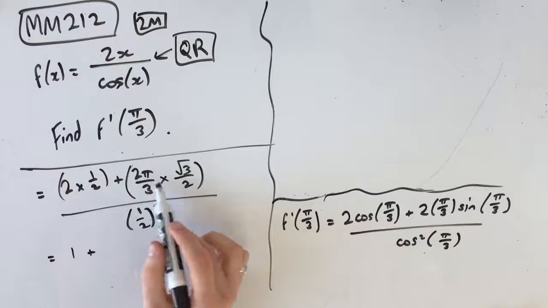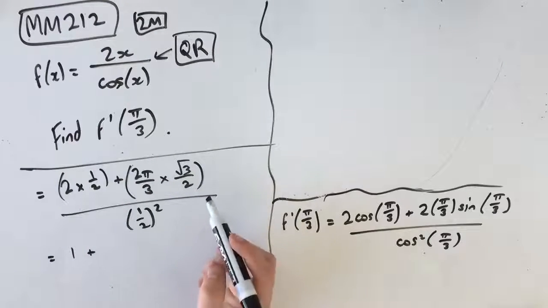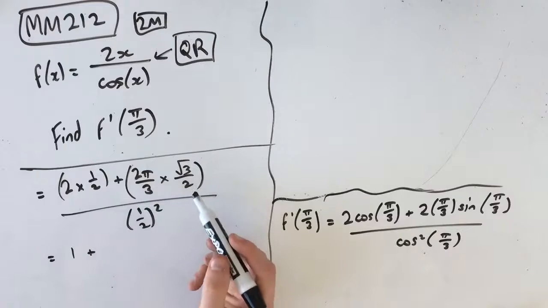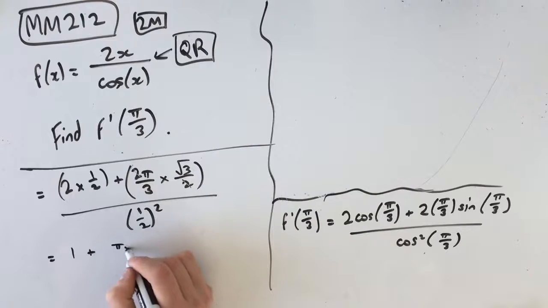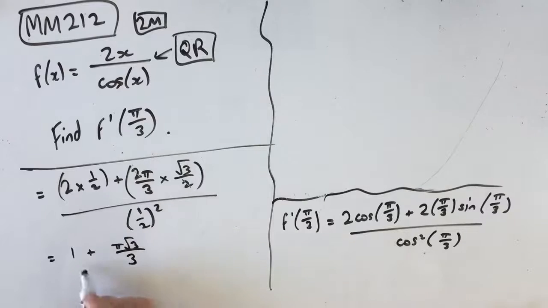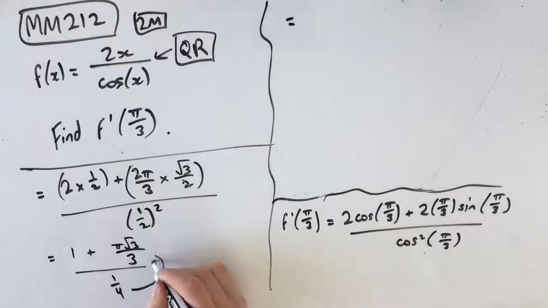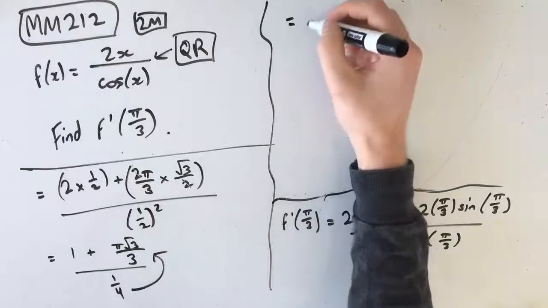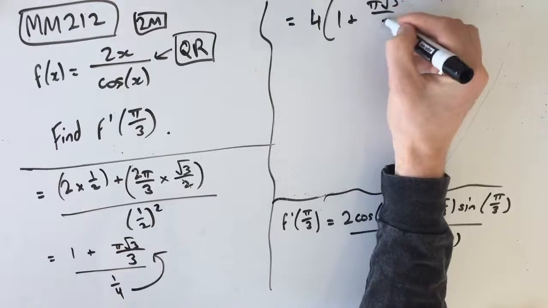2 times 1/2 is 1, plus 2 pi times root 3 is 2 pi root 3, and then 3 times 2 is 6, so we're actually just going to cancel this 2 and this 2 here, and we're going to end up with pi root 3 over 3, over 1/2 squared, which is 1/4. Sweet. So from here, because this is a fraction, we're going to take that 4 and multiply it by the top. So we're actually going to get 4 times 1 plus pi root 3 on 3.